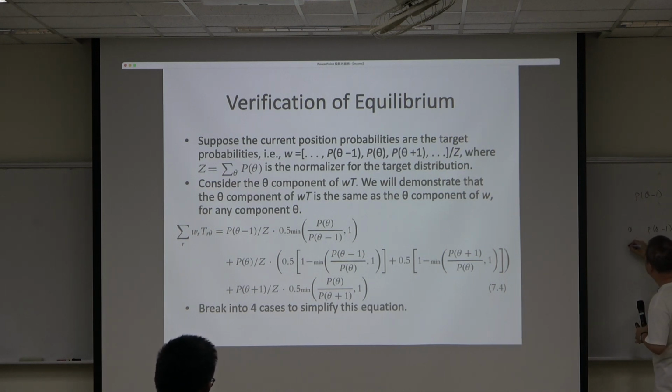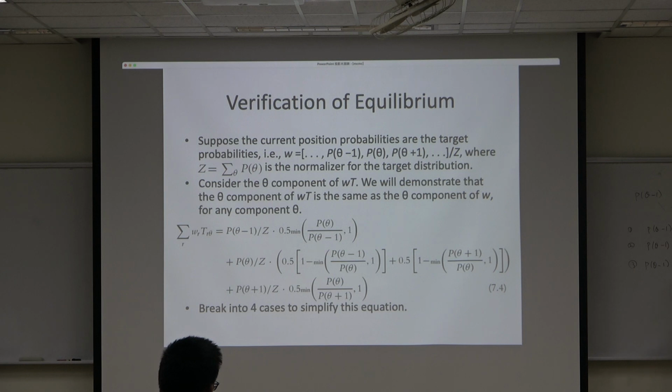The second case: P of theta minus 1 is smaller than P of theta, but P of theta is larger than P of theta plus 1. In this case, obviously we know P of theta is the biggest term, but we don't know the relationship between P of theta minus 1 and P of theta plus 1. But that's okay. It's good enough.